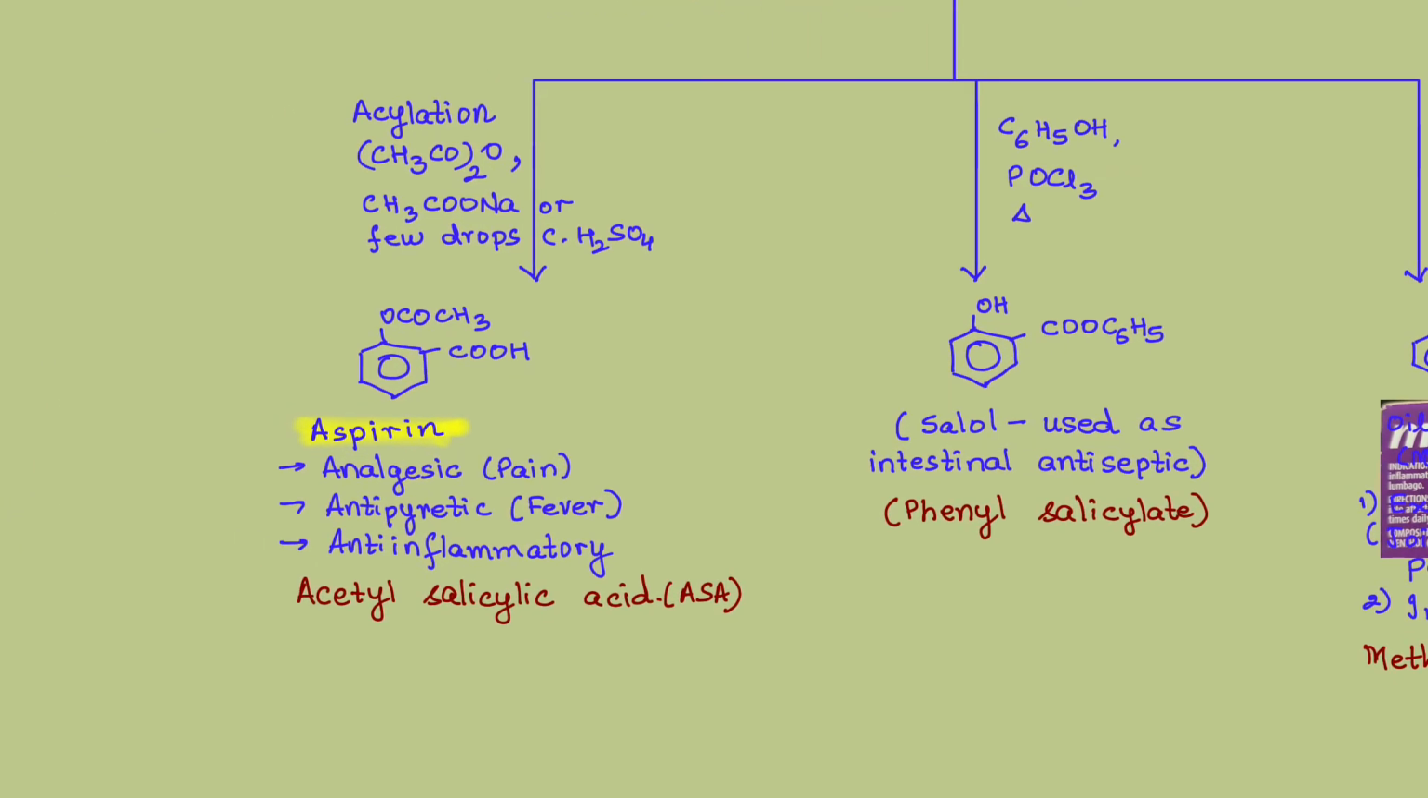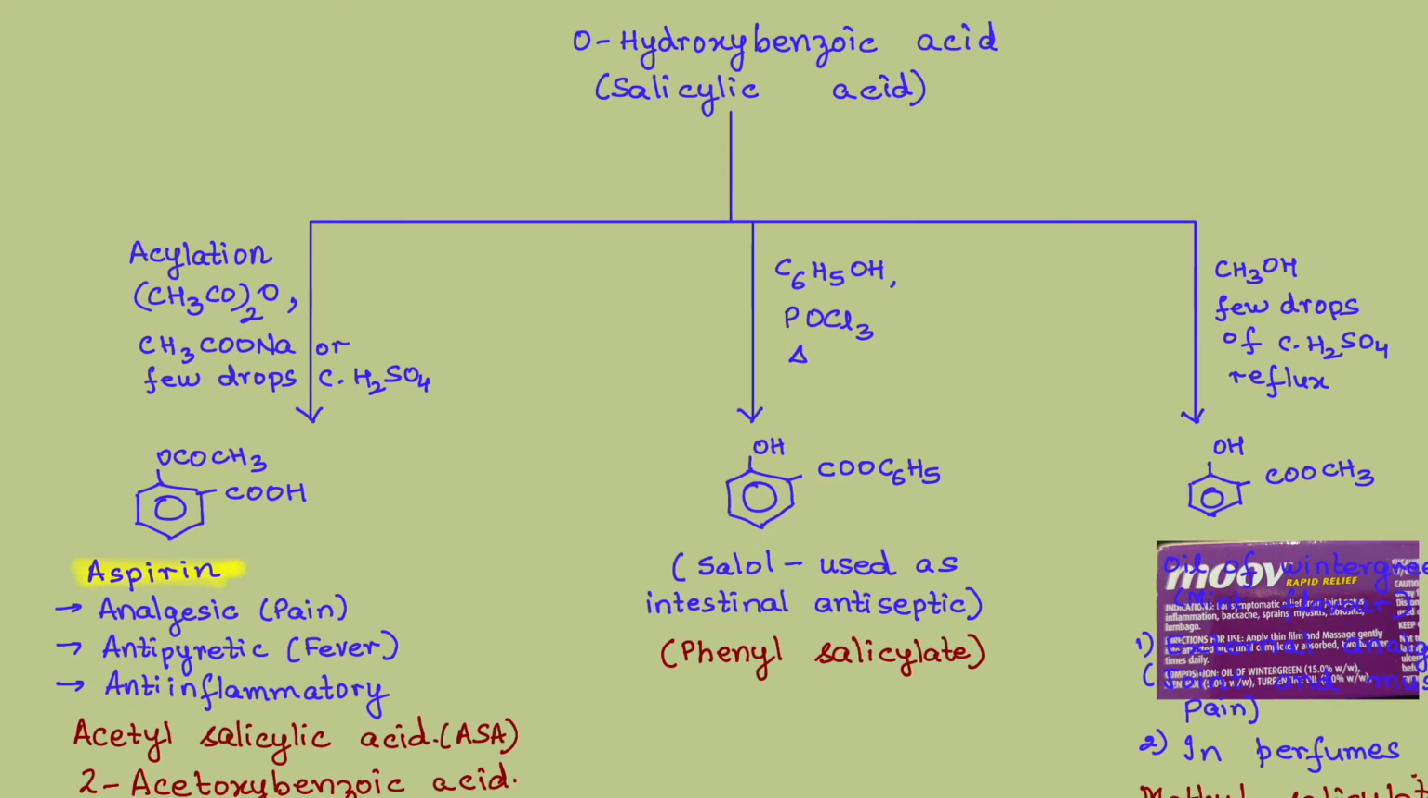We did not write the IUPAC name of this compound. Okay, help me write down the IUPAC name of this compound. Yes, of course. It is 2-acetoxybenzoic acid, because our COOH group is the principal functional group again. Let's go to the next reaction.